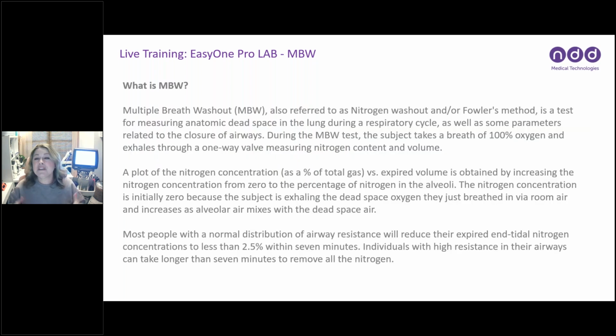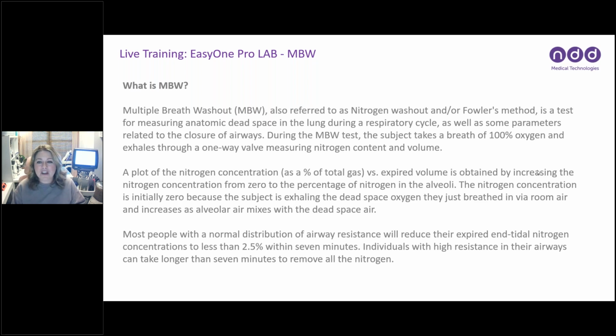All right, so this is a very, very wordy slide, but I wanted to include just the absolute textbook definition for the question, what is multiple breath washout? Most of us know that it's a way to determine a multi-breath lung volume or a TLC-MB parameter, but multiple breath washout has a few different names. You might have heard it referred to as nitrogen washout, as Fowler's method. What this really does is a test for measuring anatomic dead space in the lungs during a respiratory cycle. It can also give us some other parameters related to the closure of our airways.